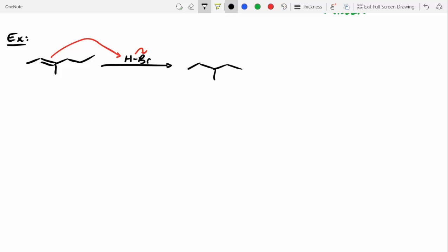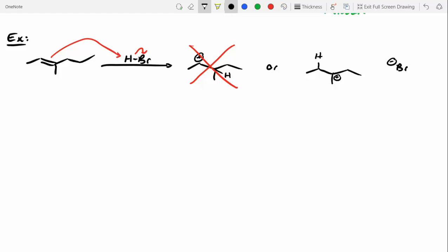We could have one where our hydrogen adds to the right side of the alkene and our carbocation forms there. Or we could have one where our hydrogen adds to the other side of the alkene. Which one's more likely? The one on the right, because it's a tertiary carbocation, not a secondary carbocation. So this will be our intermediate. We also have bromide floating around.